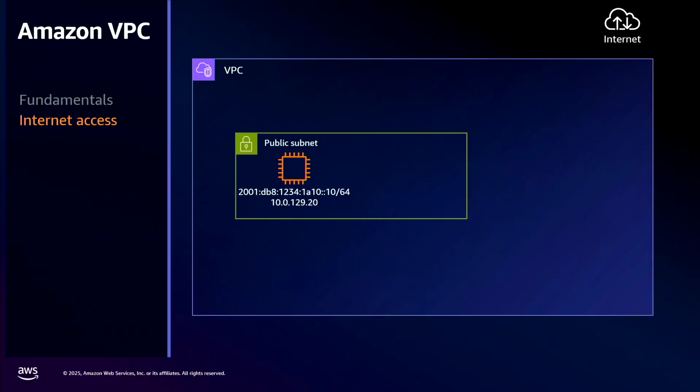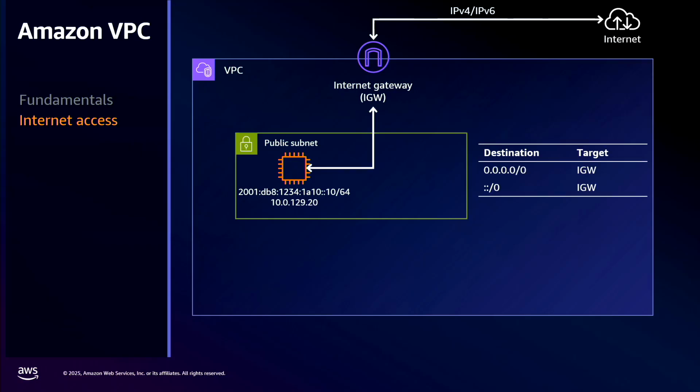So now let's have a look at another situation. Let's talk about internet access. Let's say that this instance here wants to talk to the internet. To enable this communication, we have to attach an internet gateway to the VPC, and then we will manipulate the route table of the subnet so that we have a default route that points to the internet gateway. For IPv6, it will already work like that. You don't have anything else to do.